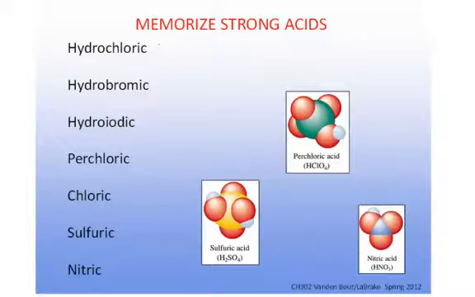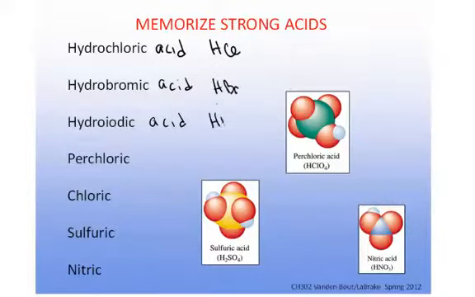This is the list of strong acids you should memorize: hydrochloric acid, hydrobromic acid, hydroiodic acid. These acids are hydrohalogen acids. Hydrochloric is HCl, hydrobromic is HBr, and hydroiodic is HI. You need to memorize the name and the formula for each one of those acids. You also need to recognize that they ionize 100% in water.